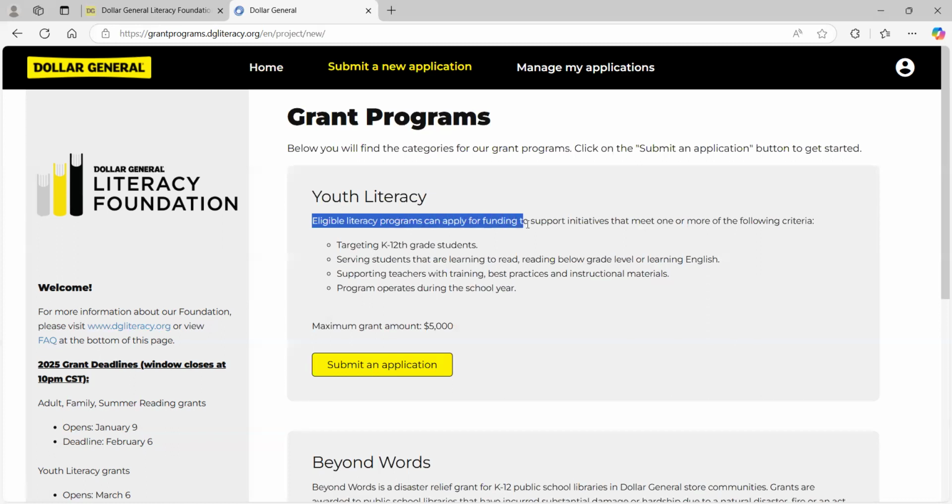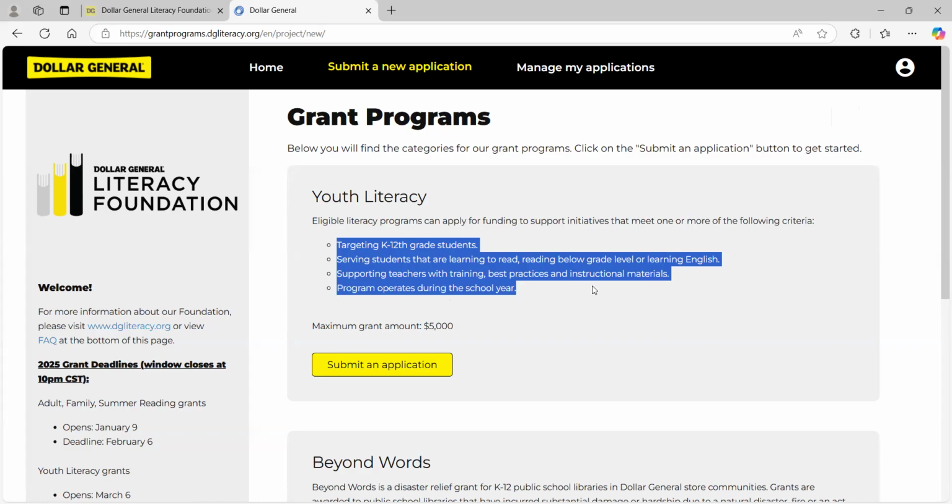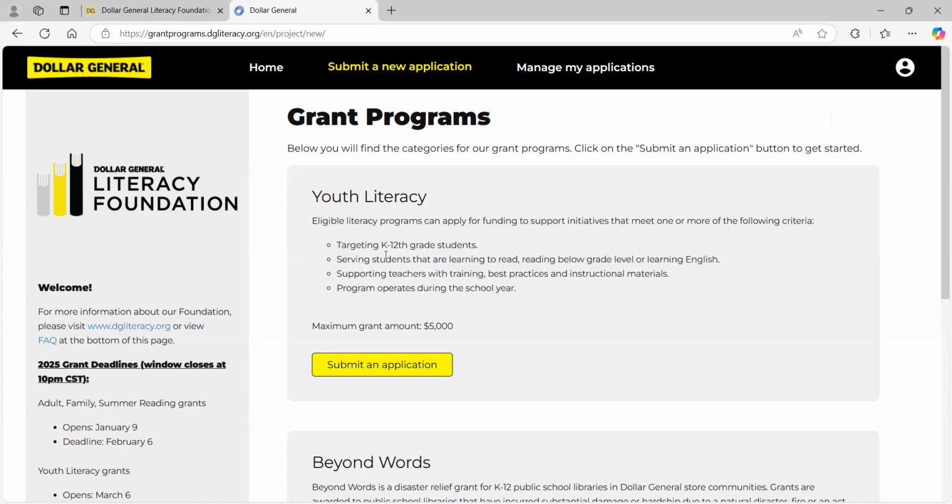Eligible literacy programs can apply for funding to support initiatives that meet one of the following criteria: targeting K through 12th grade students, kindergarten through 12th grade, serving students that are learning to read, reading below grade level, or learning English, supporting teachers with training, best practices, and instructional materials. Program operates during the school year. So, are you eligible? Do you meet these four criteria? The maximum grant amount is $5,000. If you feel like you can continue, click on submit an application.